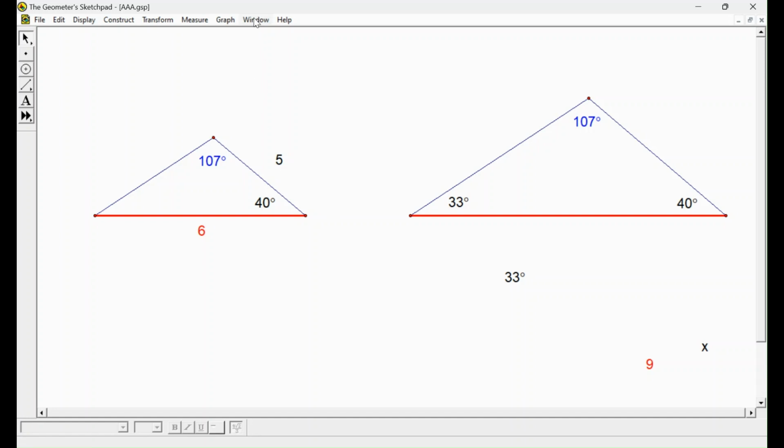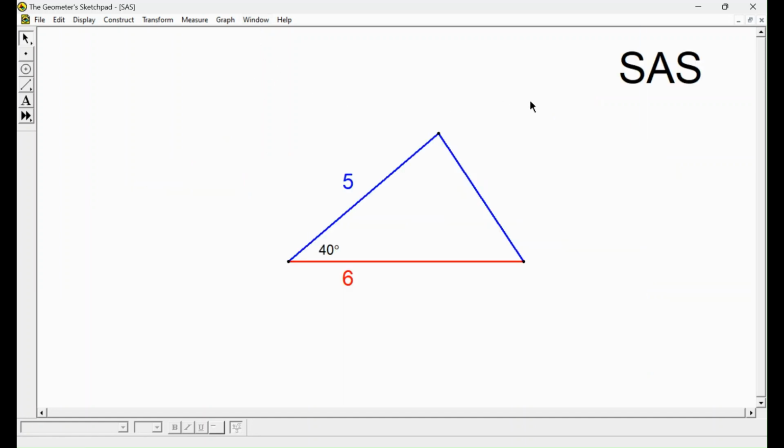When it comes to these phrases like side angle side up here, I just want to clarify what that actually means. Obviously, it means we know a side, we know an angle, and we know a side, but it means more than that. It can mean one of two things. It can mean we're given a side, an included angle, and a side, and we're being asked to find the remaining parts of the triangle.